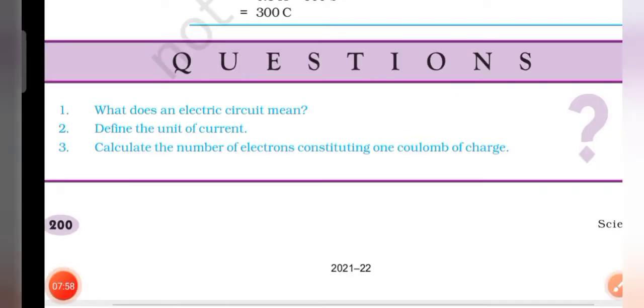So the next question is, what is the unit of current? The unit of current is ampere. Okay, ampere, just now I told you, and it is denoted by the capital A.